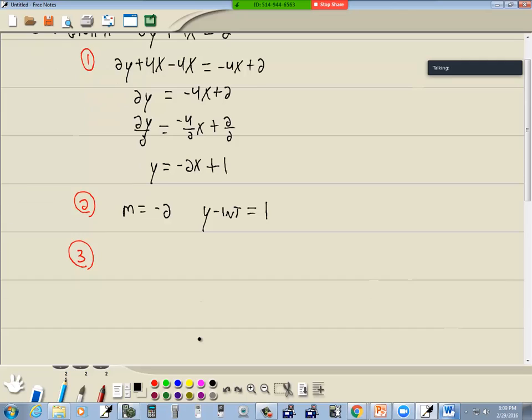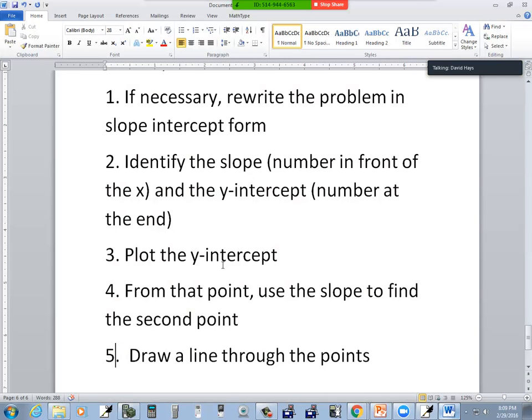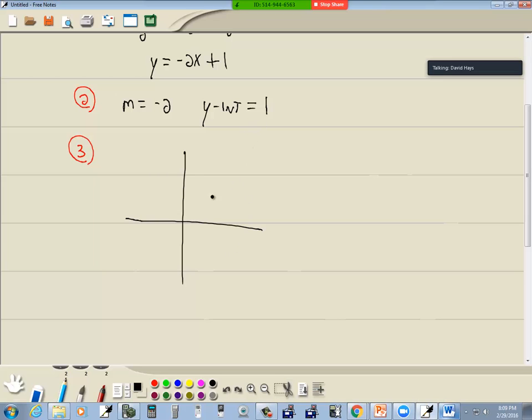Step 3, we want to plot the y-intercept. We said the y-intercept was 1. So I go to 1 on my y-axis and I put a point.